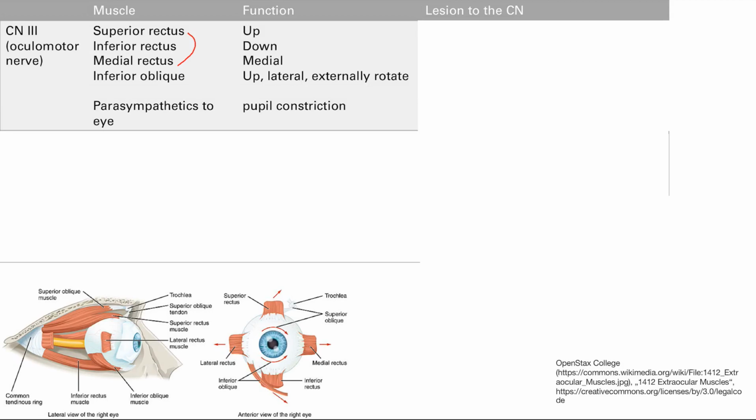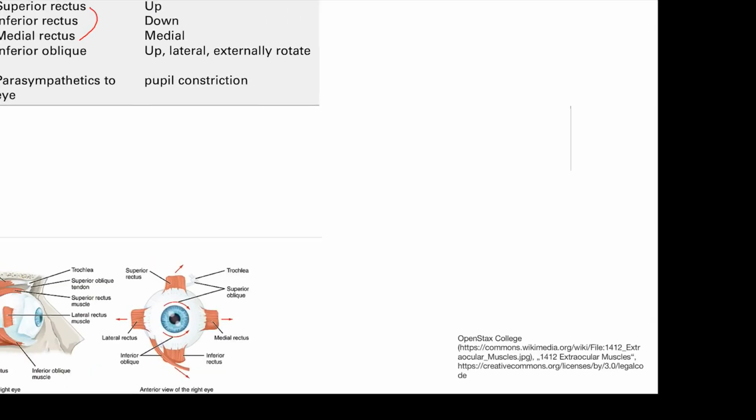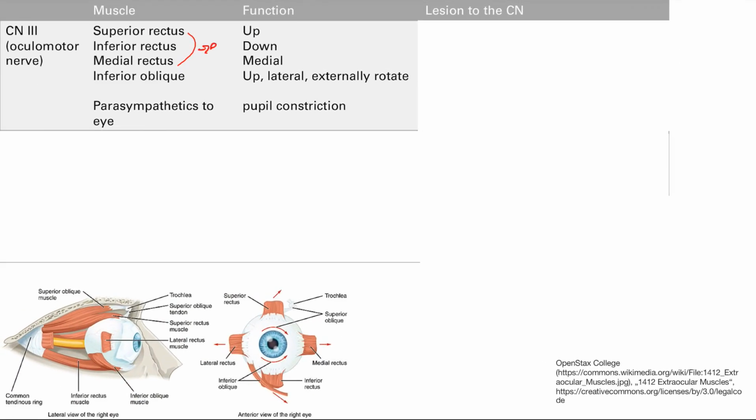Finally, there's the inferior oblique. That is harder to memorize. You're going to have to put a little more effort into it. It moves your eye up. So this one's kind of weird because the obliques are opposite, okay? It's inferior but moves your eye up, and it moves your eye laterally and externally rotates.